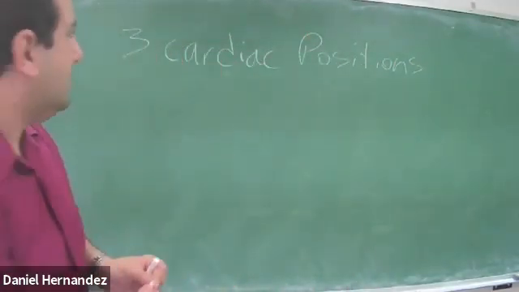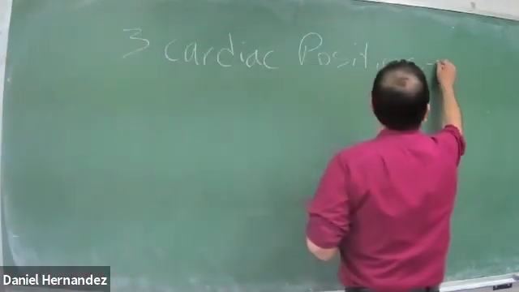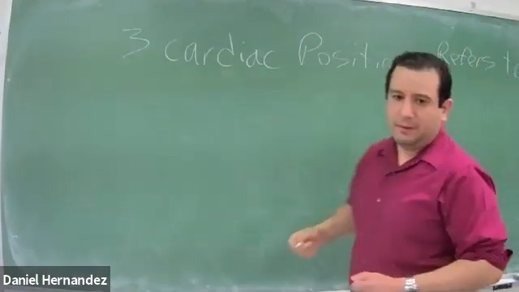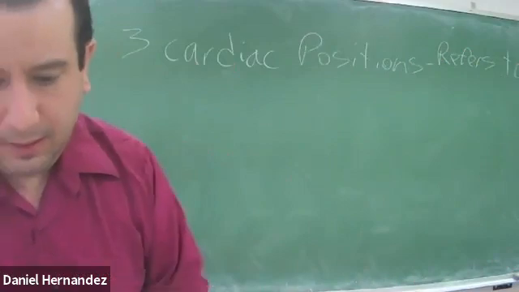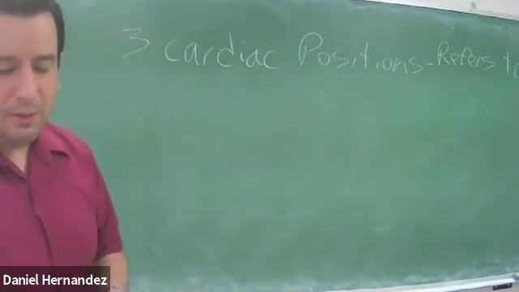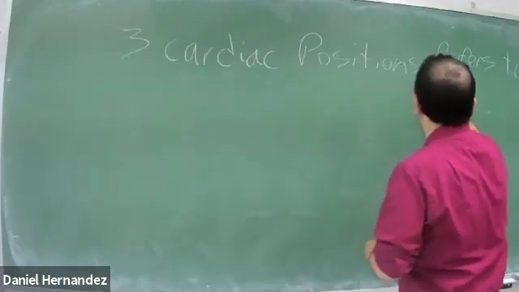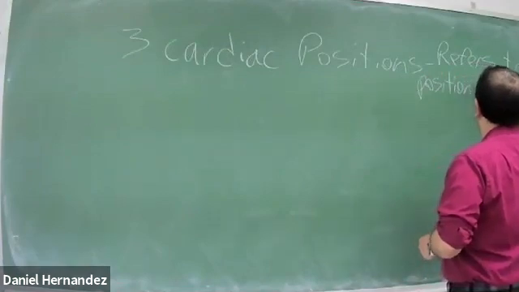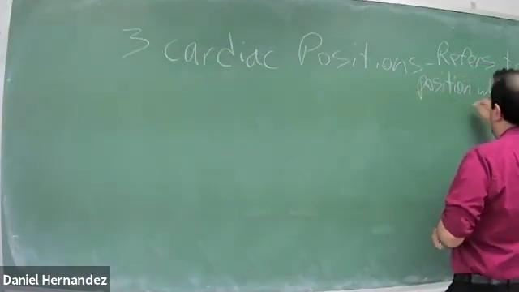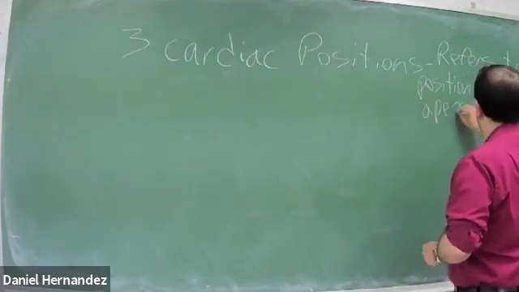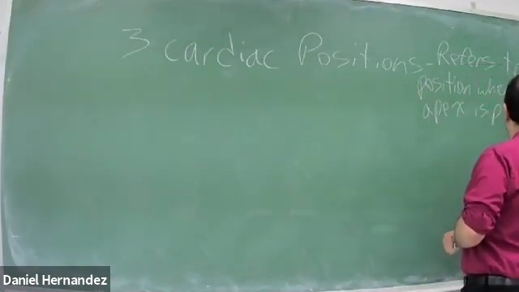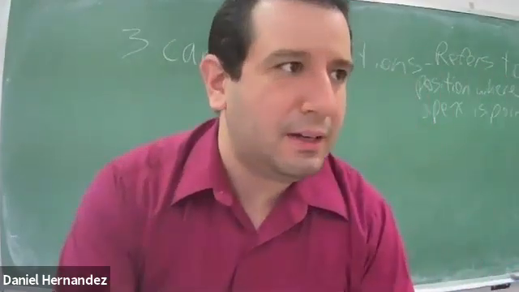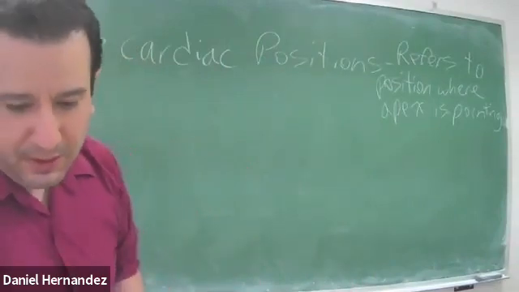So cardiac position refers to the position where the apex is pointing. That's your cardiac position. So there are three cardiac positions.